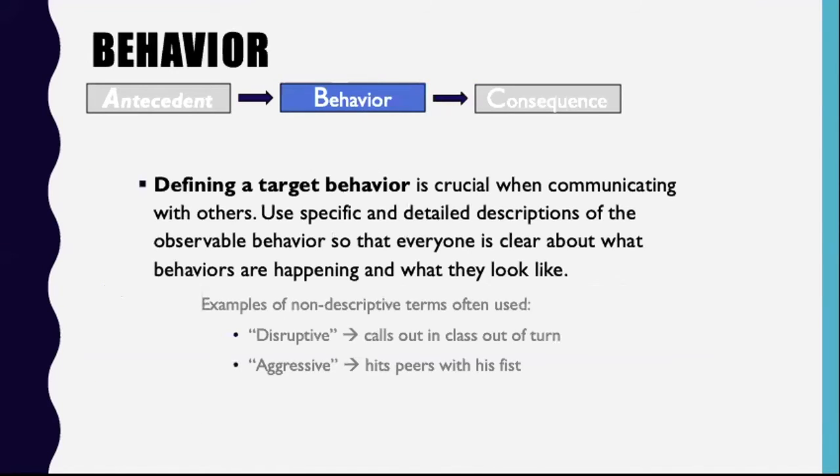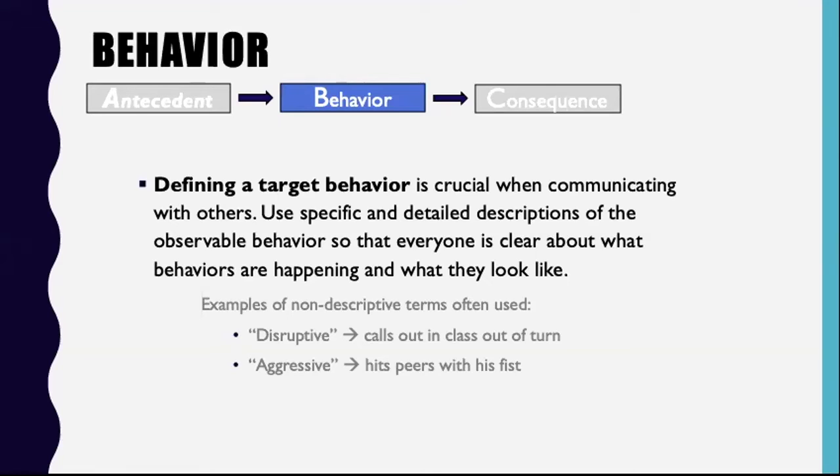When we talk about behavior, again, it must be observable, but we also have to define it really clearly. This is so crucial because we're communicating with so many others in reference to our students. We have to use very specific and detailed descriptions of the observable behavior so that everyone's clear about what exactly is happening. Oftentimes we hear non-descriptive terms being used, such as disruptive or aggressive. Those could be anything. We have to be very clear.